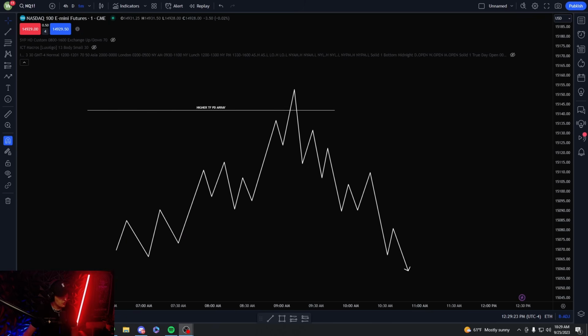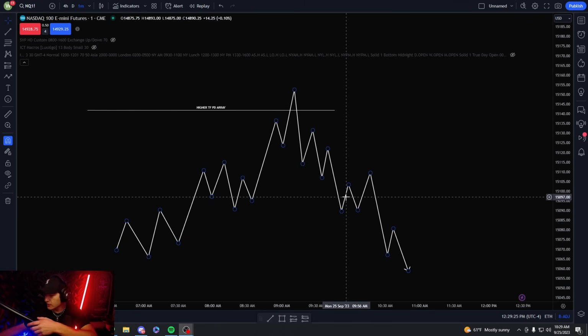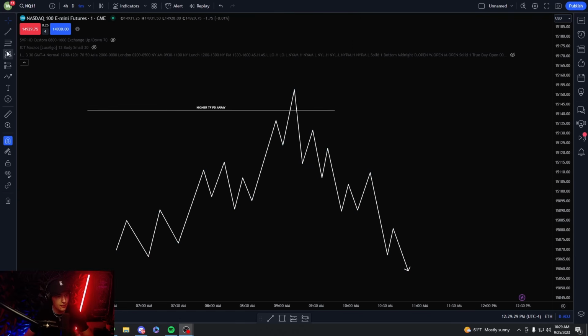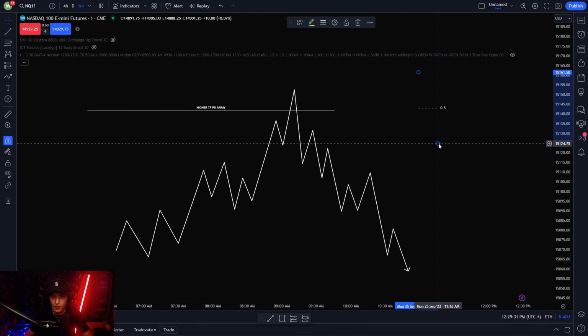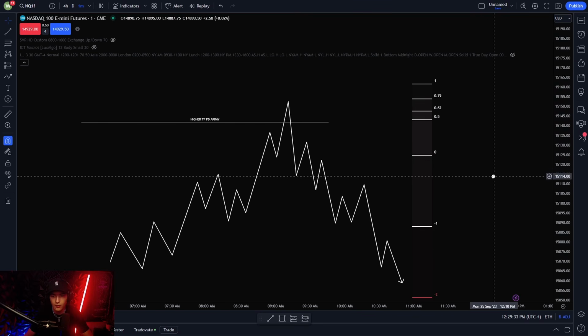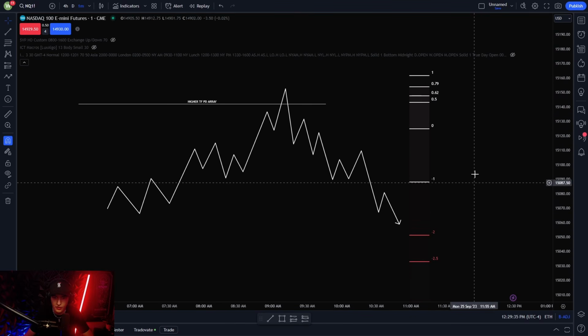What is standard deviation? How to use it, and the best ways to use it in trades and add confluence to your trades. So let's jump into the charts here. Just basically understanding what standard deviation is: it is a fib technique using a Fibonacci retracement, and it looks like this.